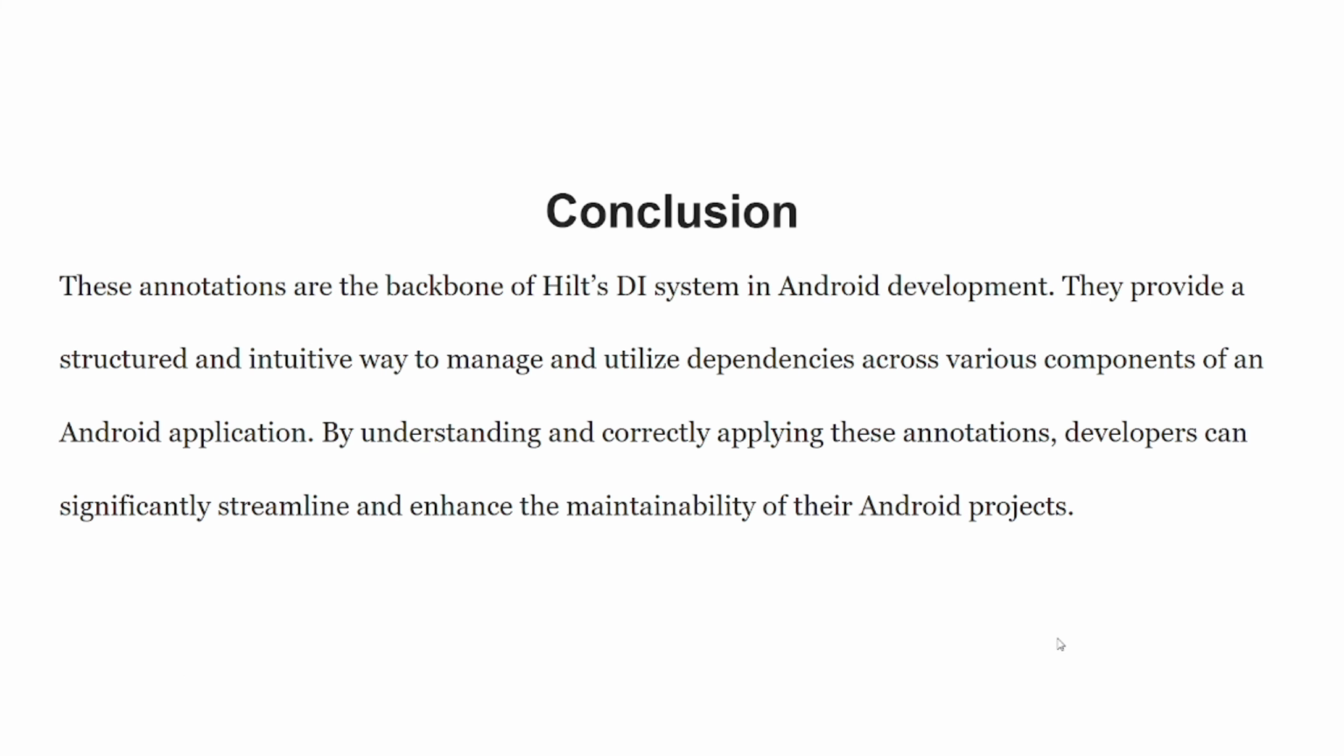Conclusion. These annotations are the backbone of the Hilt dependency injection system in Android development. They provide a structured and intuitive way to manage and utilize dependencies across various components of an Android application. By understanding and correctly applying these annotations, developers can significantly streamline and enhance the maintainability of their Android projects.